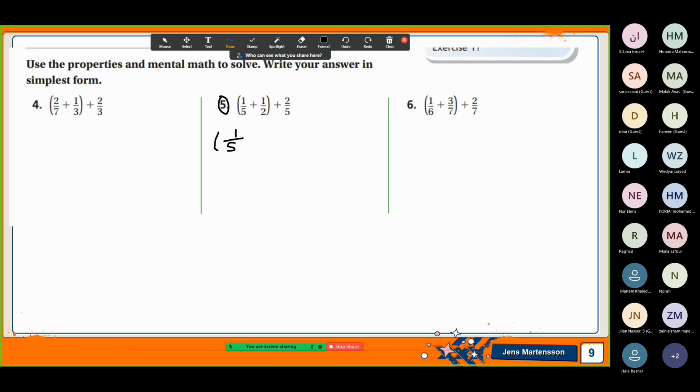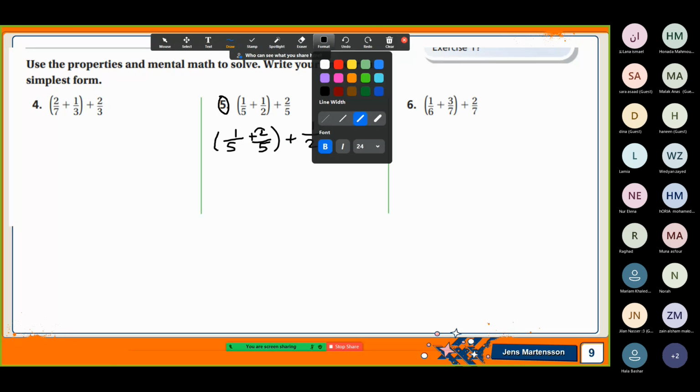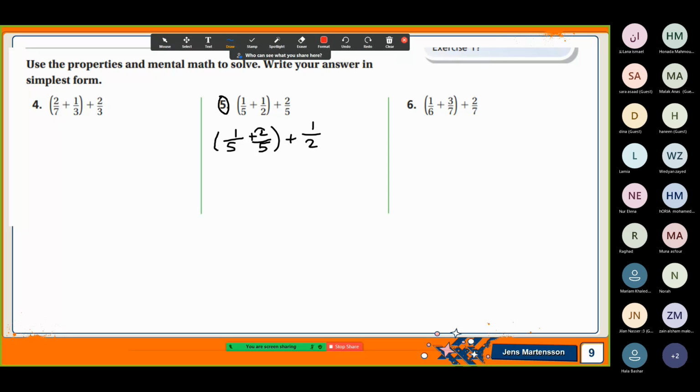Now, search for two fractions that have the same denominators. What are they? It's 2 over 5. Bravo, plus 2 over 5, plus 1 over 2. Now then, 1 plus 2 is 3. 3 over 5 plus 1 over 2. Now then, what do you have to do in the next step?